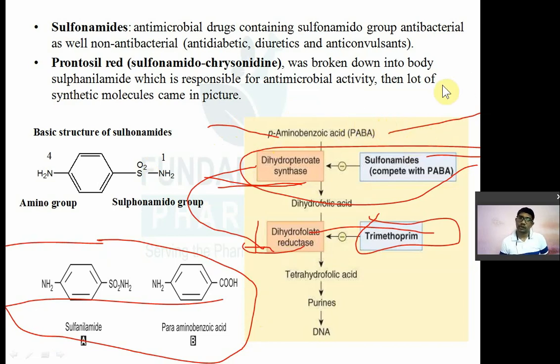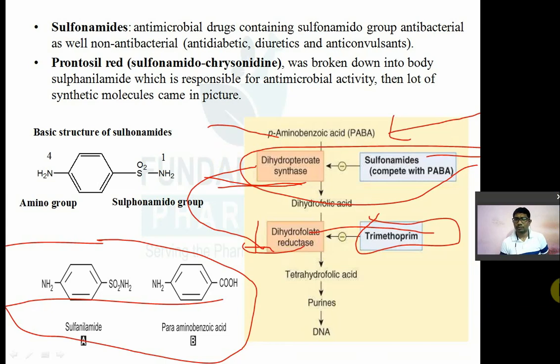So if you increase the concentration of PABA, para-aminobenzoic acid, then sulfonamides will be ineffective because of the increased concentration. That's why it is a competitive type of inhibition, you might have seen in biochemistry, competitive inhibition, non-competitive inhibition. So they will compete with each other for the dihydropteroate synthetase enzyme. So that's how sulfonamides will act. We'll see it in detail.